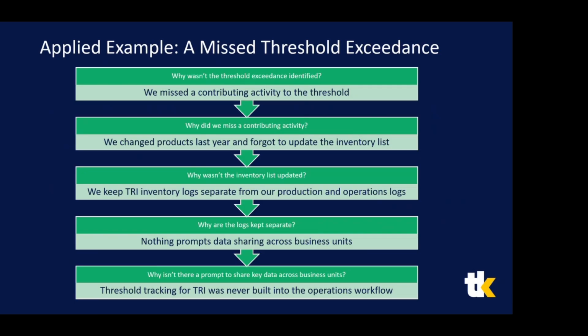We keep our TRI inventory logs separate from our production and operations logs. Well, why are the logs kept separate? Nothing prompted data sharing across business units. They were all just doing their own tasks within their own businesses. And why isn't there a prompt to share key data across business units? The threshold tracking for TRI was never built into the operations workflow, and vice versa. The team doing TRI never built in checking with operations into their workflow.